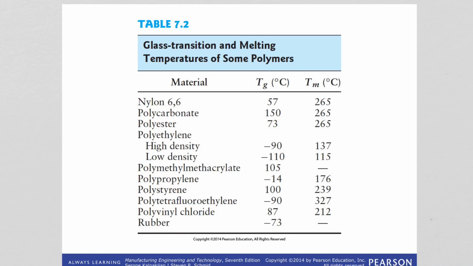So in this table we are given different types of material: nylon, polyester, polyethylene, PMMA, polypropylene, polystyrene, PTFE, PVC, rubber, all those, and their glass transition temperature. Okay, so below those temperatures the material is brittle. Okay, so let's see their melting points. The melting point, again, applies if the material has more crystalline regions, more ordered regions, and then we can also talk about the melting point.